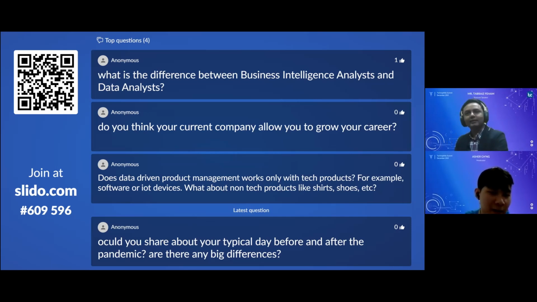Excellent. So for the next question, do you think your current company allows you to grow your career? Yeah, I mean, I started as a product manager. Basically, the idea was to develop a platform, but over the years, I have grown to the level whereby I'm actually overseeing. At one point in time, we had about 35 plus people, but of course, the pandemic had a direct impact on the travel and tourism industry. So we had to shrink and go down to the basic operating level.